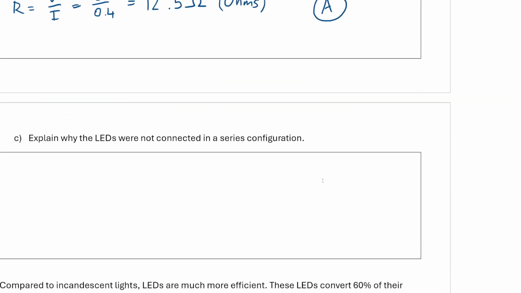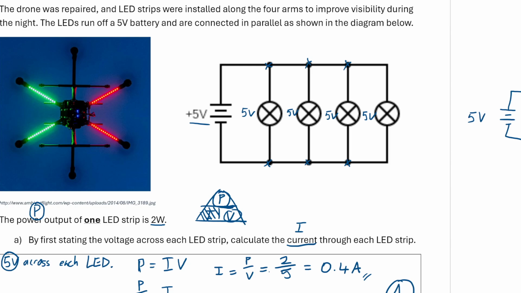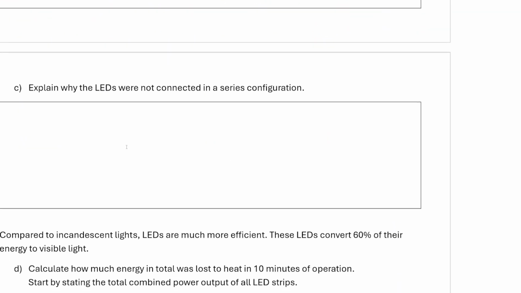Part C, explain why the LEDs were not connected in a series configuration. So that's like we drew up here, just on the right. So why are they not connected in series? Let's go back to what we said before about the voltage. Remember, for parallel, the voltage across each LED was the same, but for series, it's split. So maybe these LEDs require a certain voltage, and they don't work when connected in series.